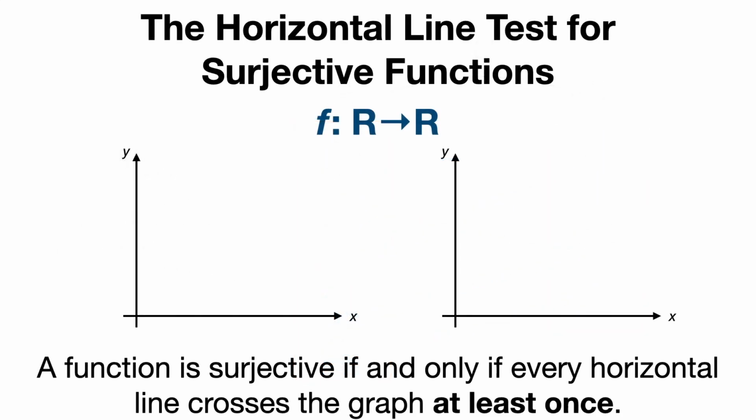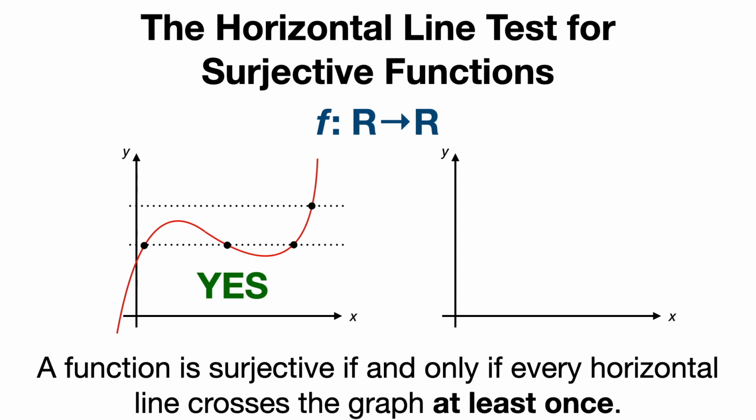Again, we often want to know about surjectivity for functions from the real numbers to the real numbers. Just like there was a horizontal line test for injective functions, there's also a horizontal line test for surjective functions. In this case, a function is surjective if and only if every horizontal line crosses the graph at least once. Consider this first example. In this case, we see that any horizontal line we draw crosses our graph 1, 2, or 3 times. So this graph is the graph of a surjective function. On the other hand, the second example is not the graph of a surjective function, since we can find a horizontal line that never crosses the graph.